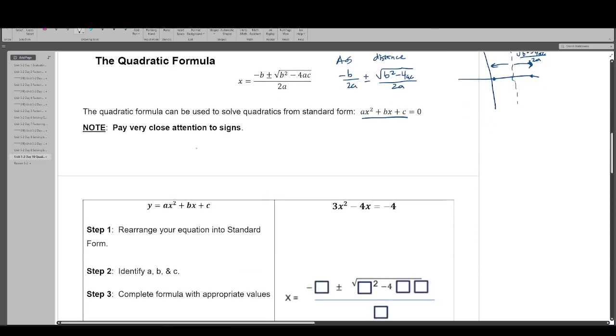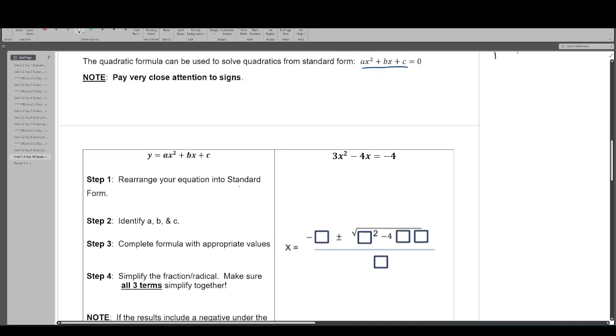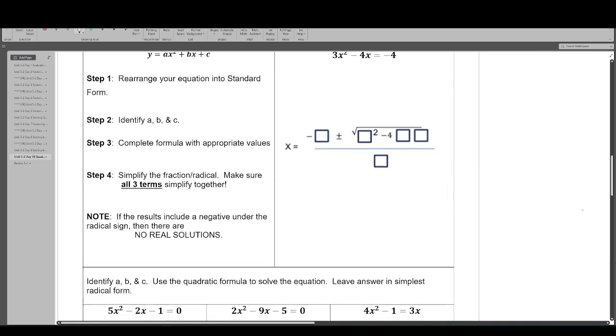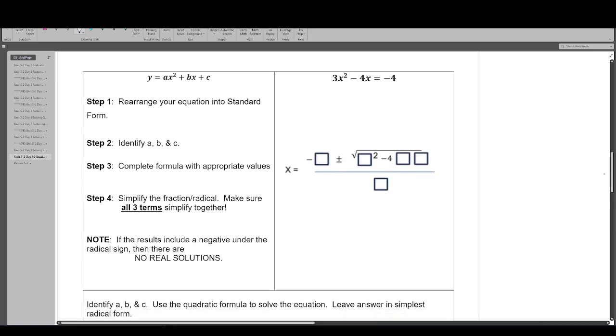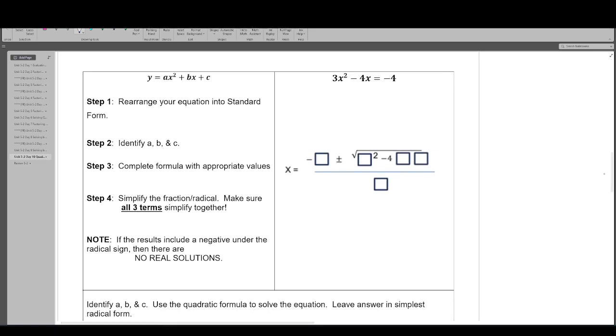Here it says, note, pay attention to signs. Like I said, there's a lot of ways to mess this up. You've got to be really careful and only use it if you have to. So step 1, rearrange into standard form. Step 2, which it doesn't say, is you should still look for a GCF, because making a, b, and c smaller is going to make the numbers inside of the formula smaller. So divide out the GCF. Here we don't have one, so we don't need that step.